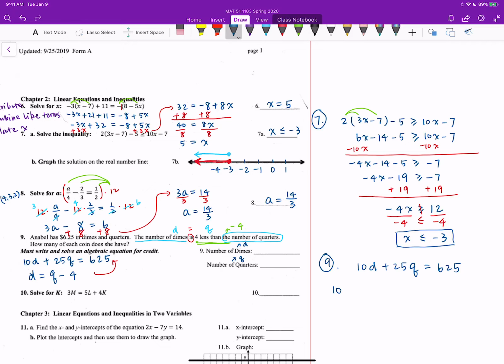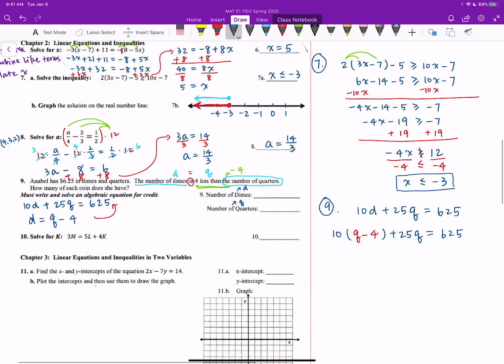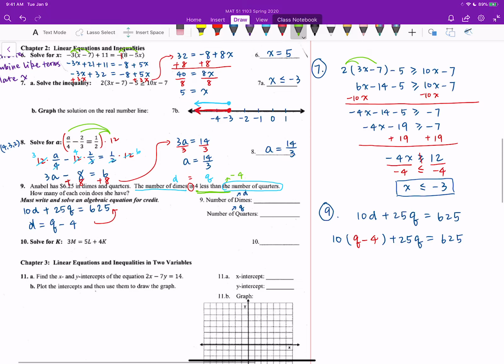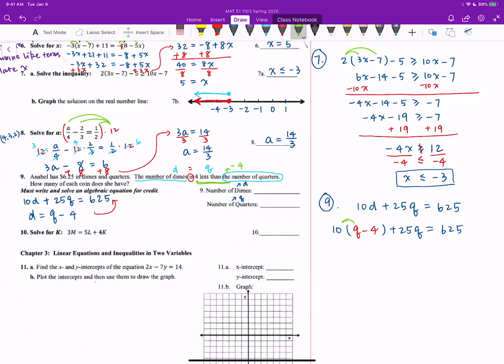Let's plug in D equals Q minus 4. So I'm going to leave a space for D. Replace it with a grouping symbol, just like how we evaluate expressions. And then insert the expression that we have in the second equation, which is Q minus 4. Copy the rest of the equation, plus 25Q equals 625. So that is the substitution. Now we have an equation in one variable, which you should be able to solve.